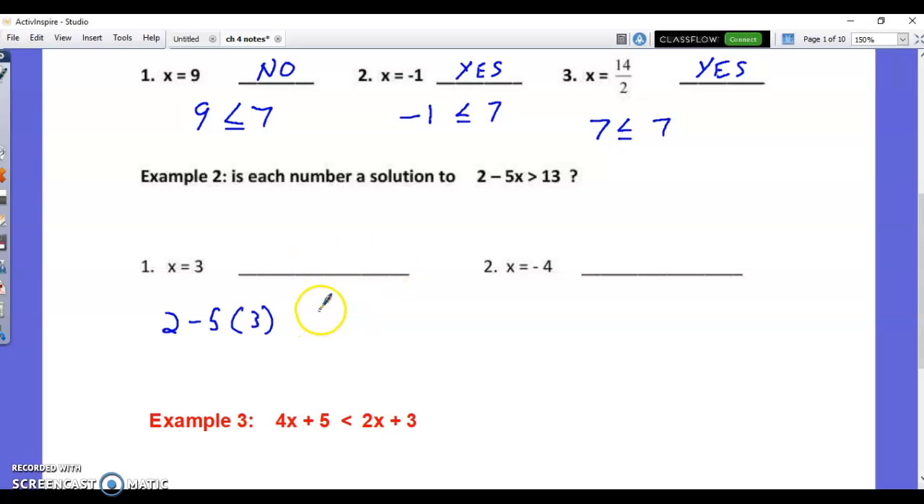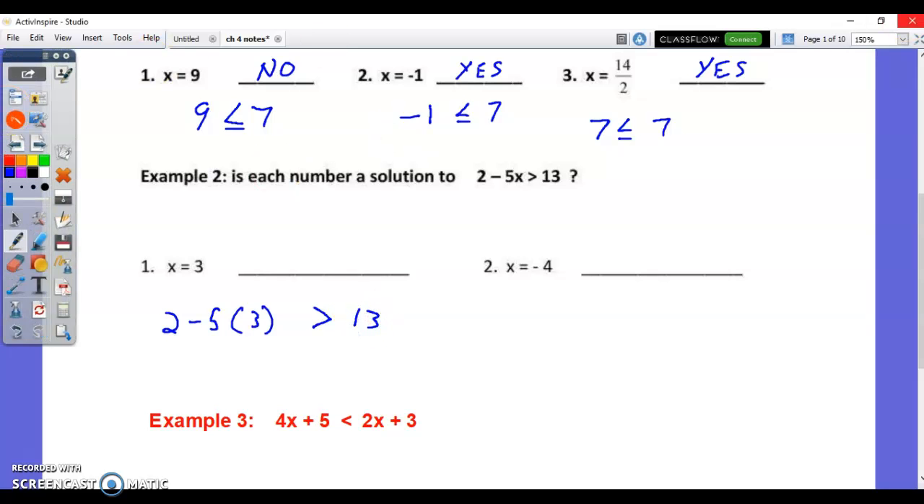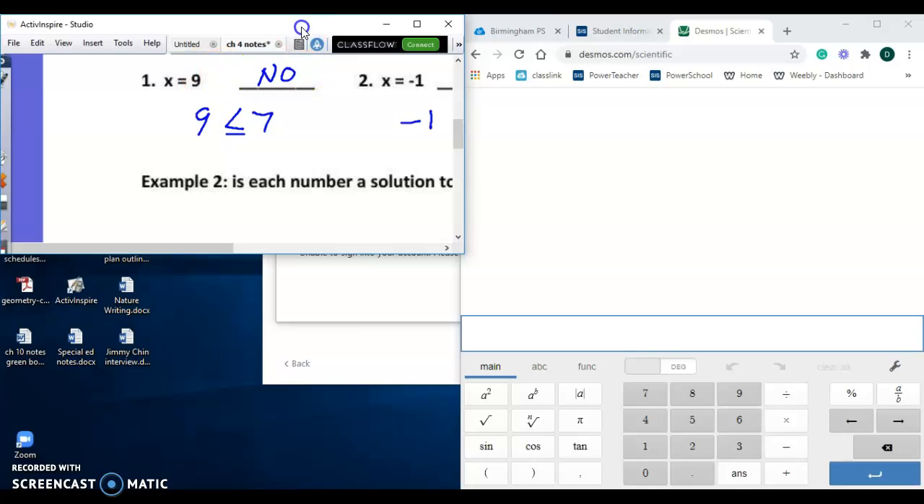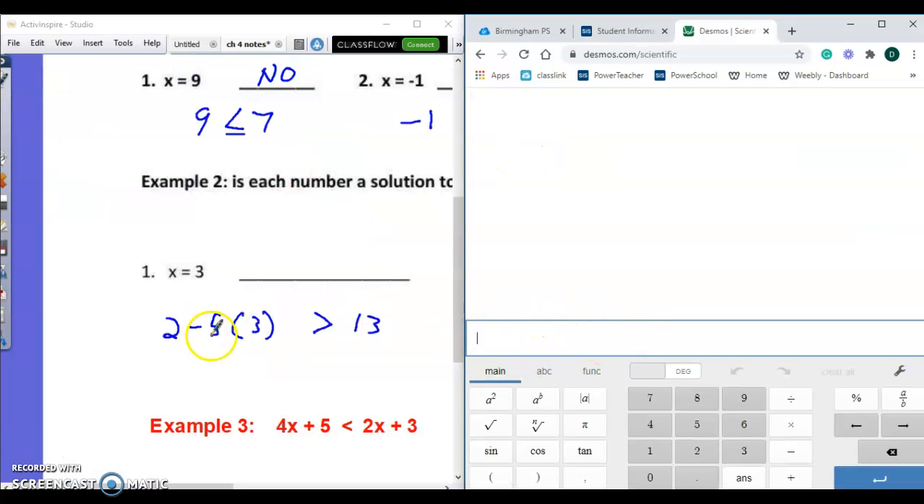So we have to determine whether this is going to be greater than 13. Just like we would do before, I want you guys to use your calculators. So we are going to substitute 3 in for that. So I'm going to put 2 minus 5 parentheses 3. And now that I have that in there, I can put any number in for that value of x to be able to figure out what it is. So when I put in 3, I have -13 is greater than 13. Is -13 greater than 13? No, it's not, so the answer to that would be no.